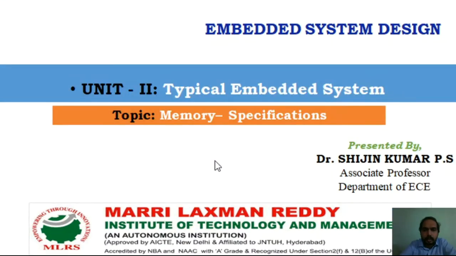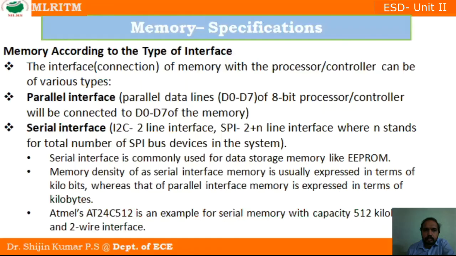Hi students, we are going to study about the topic memory specifications. This topic consists of three subtopics: memory according to the interfaces, memory shadowing, and the third one is selection of memory for an embedded system. So first of all, we will look into memory according to the type of interface.